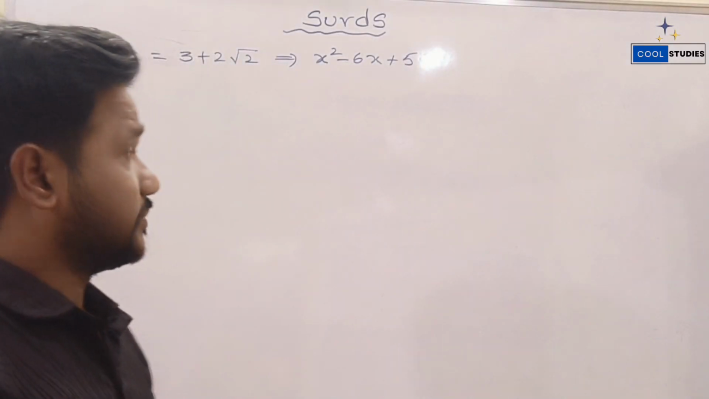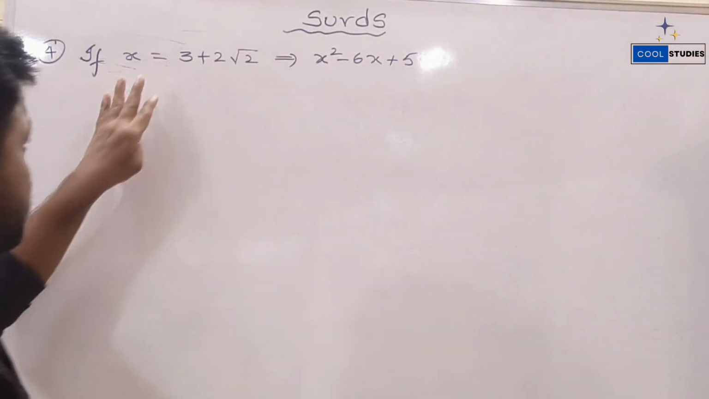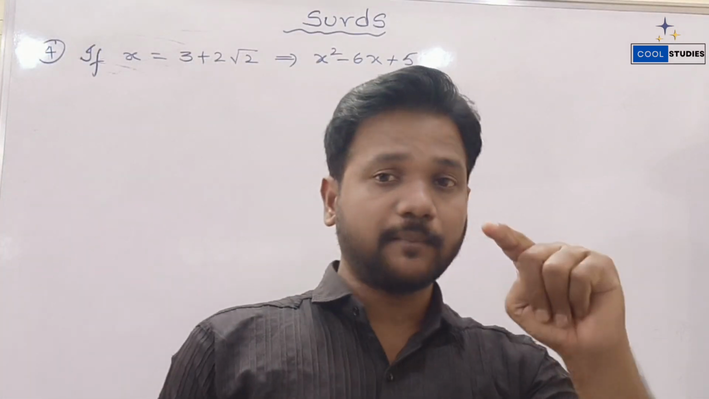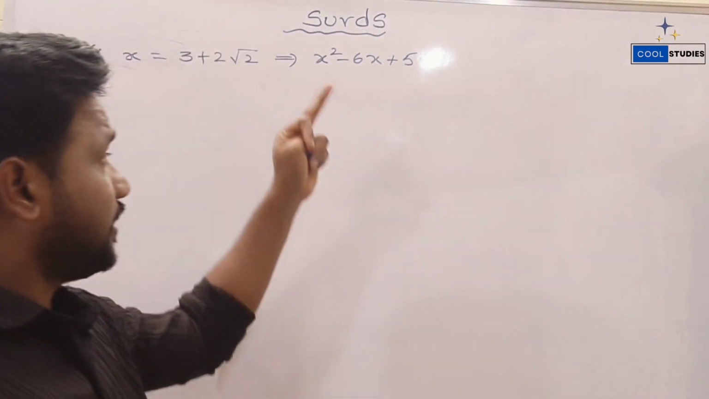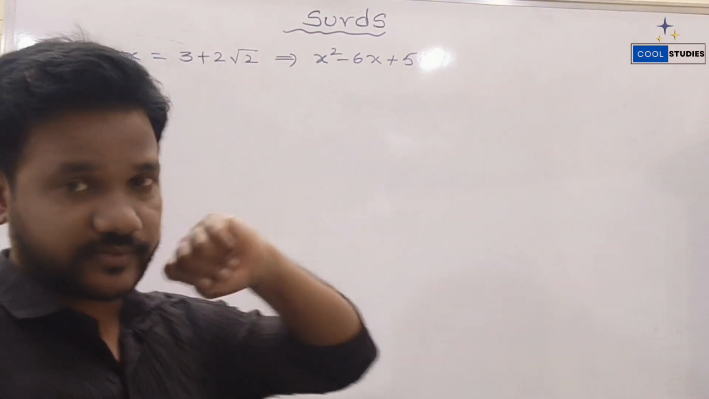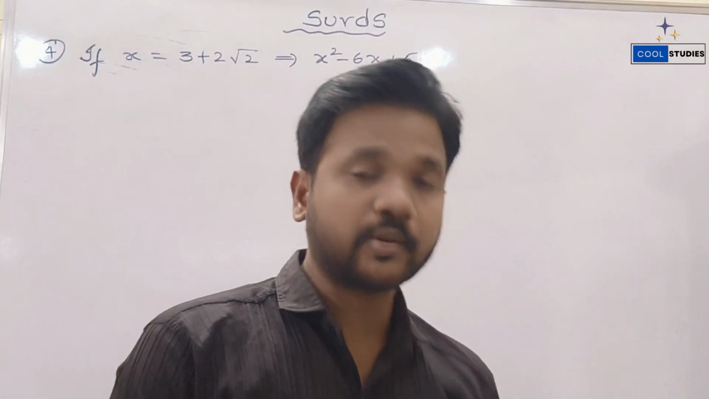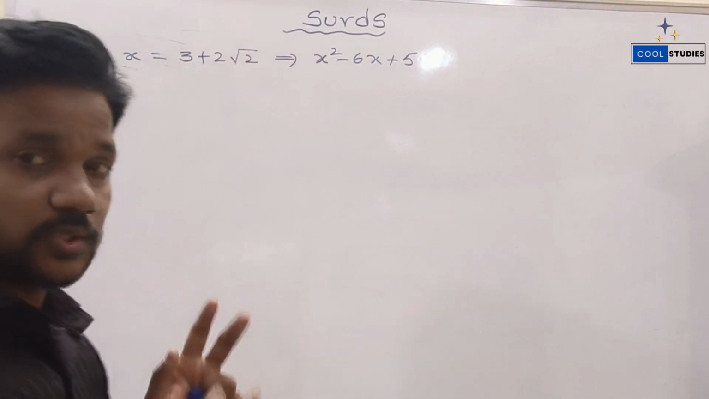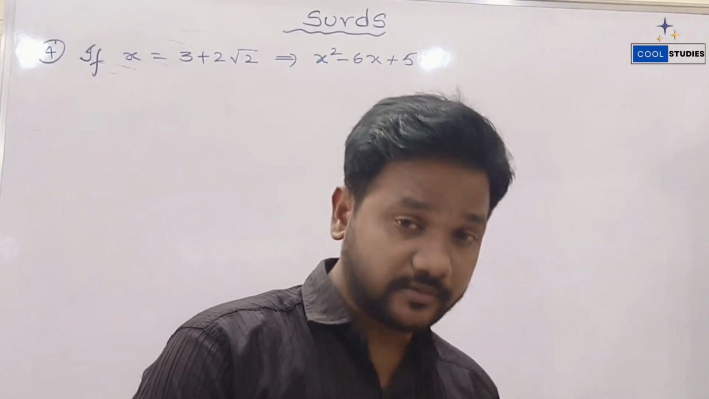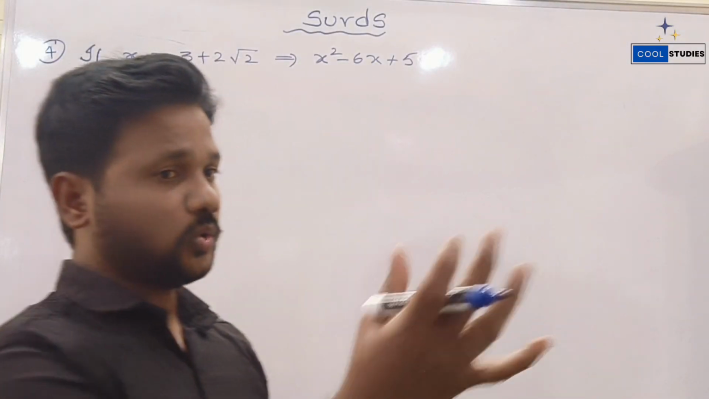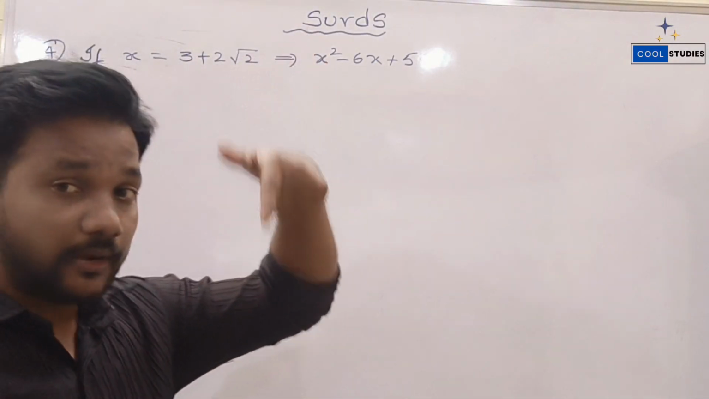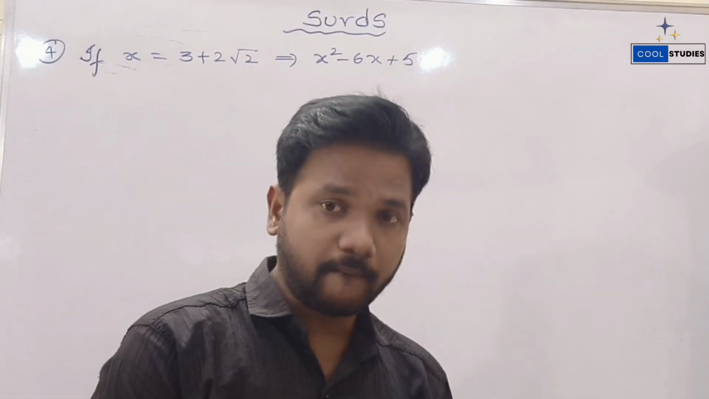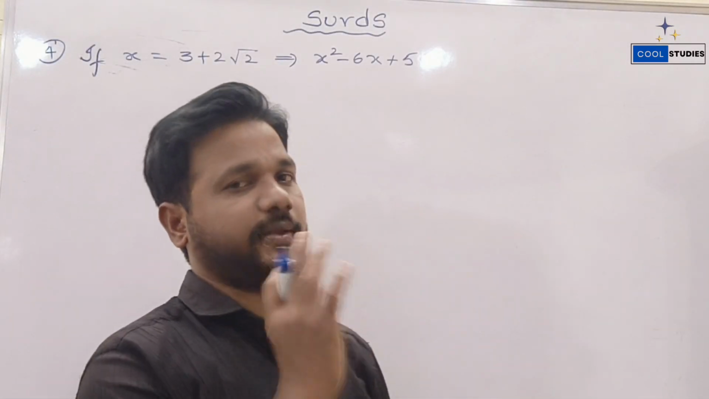Let us start the question. The question is given here. x is equal to 3 plus 2 root 2, then find x square minus 6x plus 5. So dear students, the question gives x is equal to 3 plus 2 root 2. The x value is given here as 3 plus 2 root 2. Then we have to find x square minus 6x plus 5.